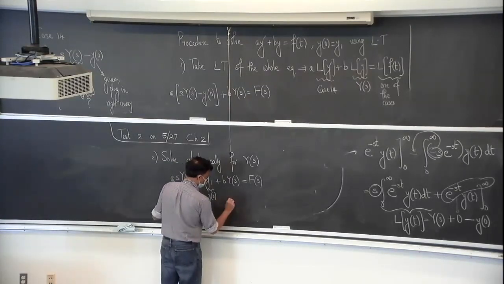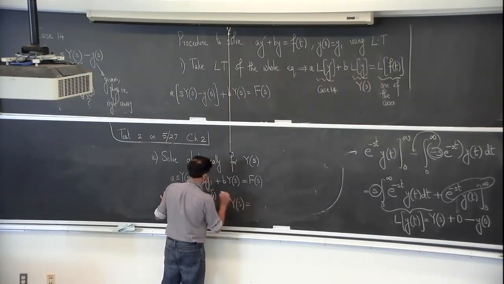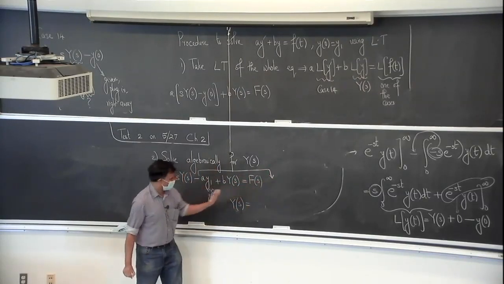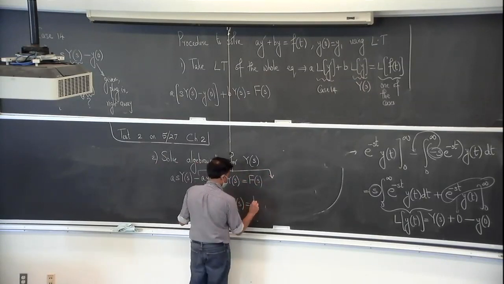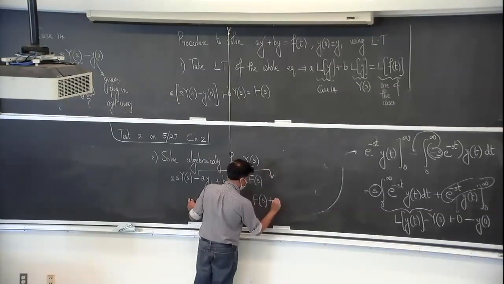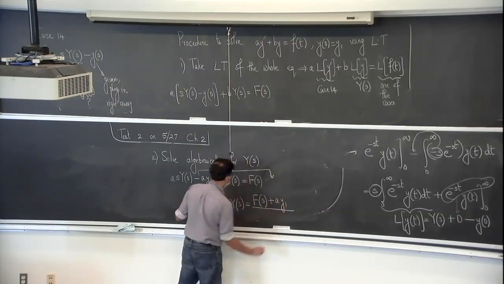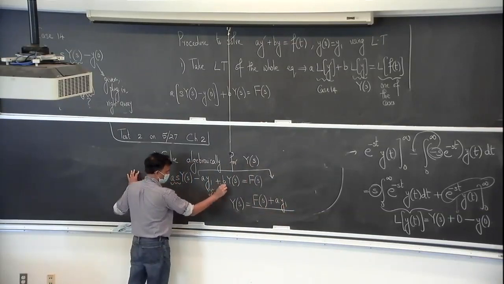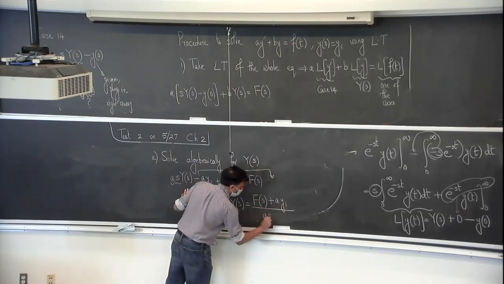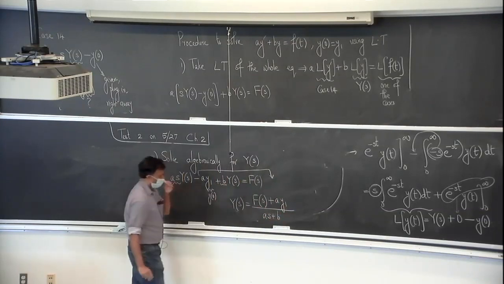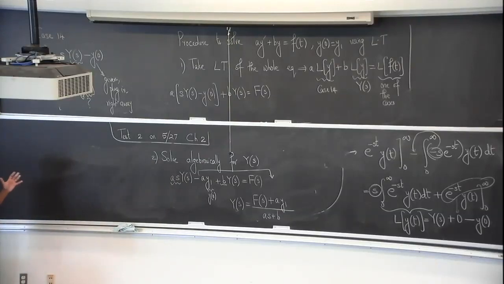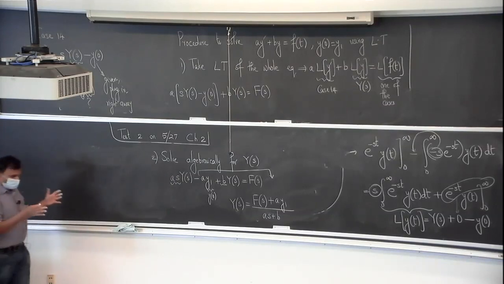So Y of s would be, don't forget to bring this term to the right hand side first. F of s plus a times y1, divided by the coefficient of Y of s, which is s plus b. So that is what I mean when I say solve algebraically for Y of s. You will get something in terms of s on the right hand side.